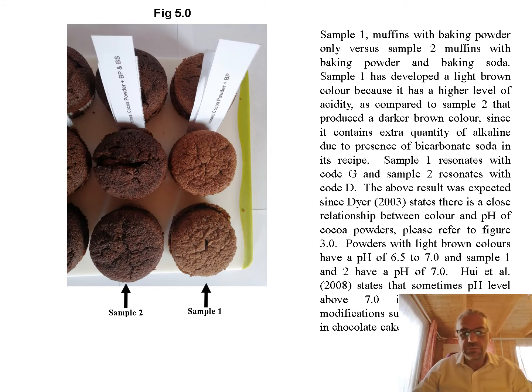Powders with light brown colors have a pH of 6.5 to 7, and sample 1 and 2 have a pH of 7. Hui et al. 2008 states that sometimes a pH level above 7 is used to cause modifications such as color or flavor in chocolate cakes.